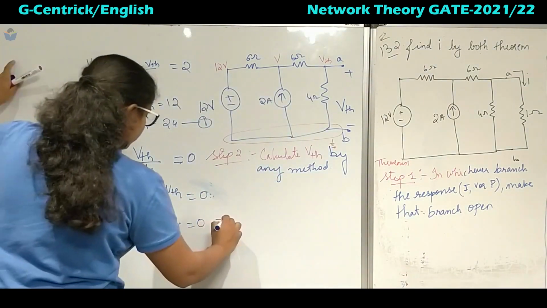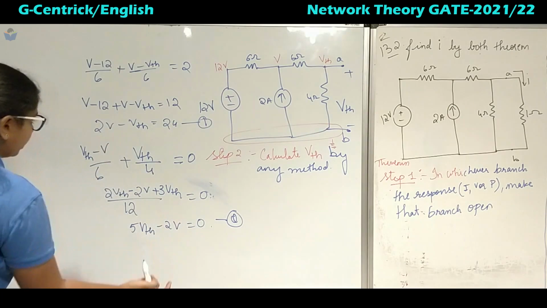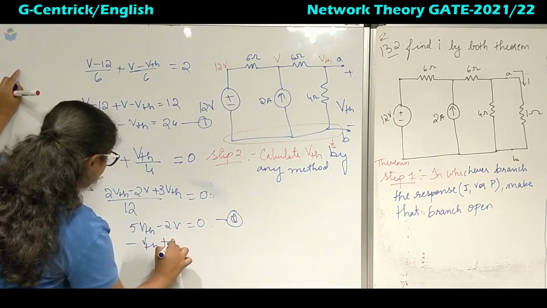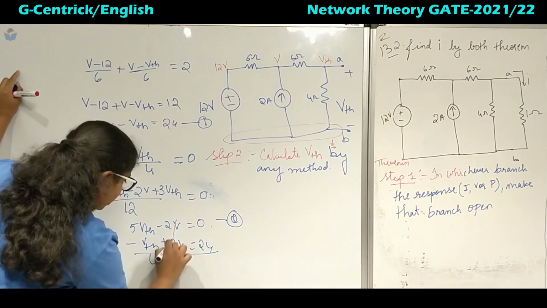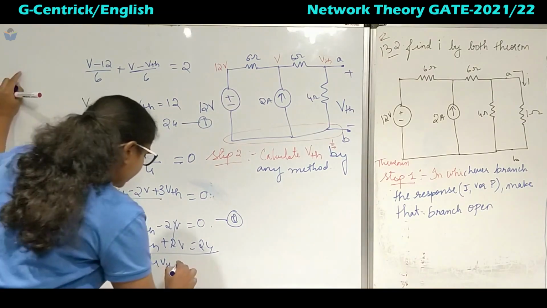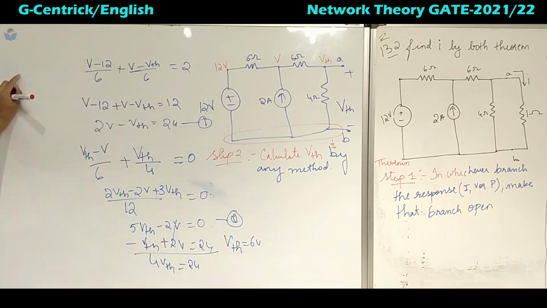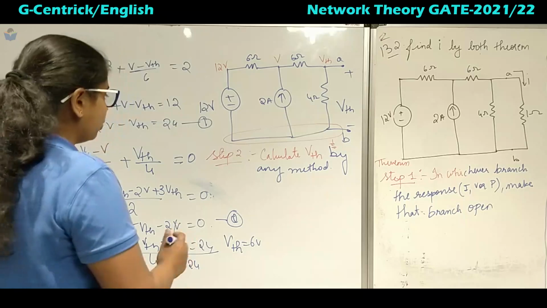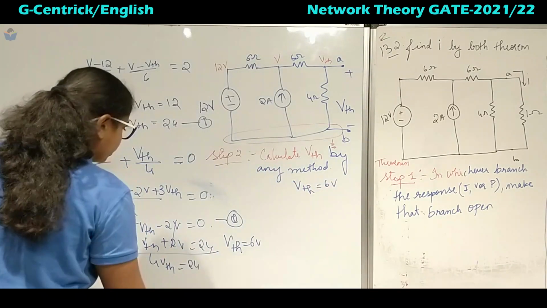Yeah, so this will be equation number 2. Now we have to simultaneously solve both equations. I'll rewrite the equation here: this is minus VTH and this is plus 2 volt equal to 24. So this is 4 times VTH, this and this get cancelled and you have got 24. So the VTH value will be 6 volts. Now you know what VTH is, and I'll write it here as VTH is equal to 6 volts.